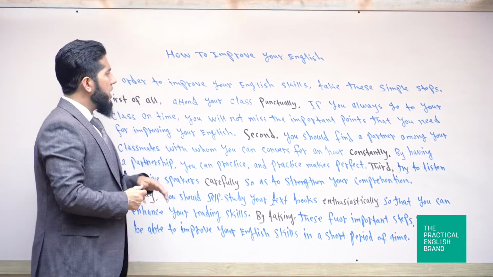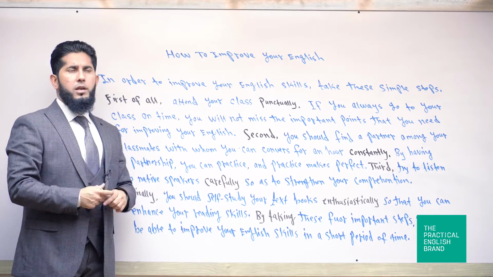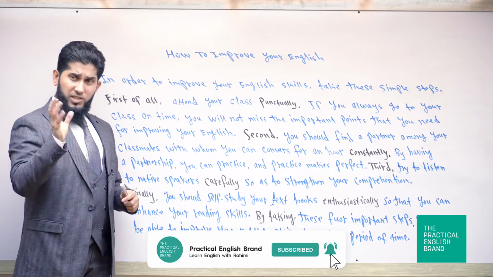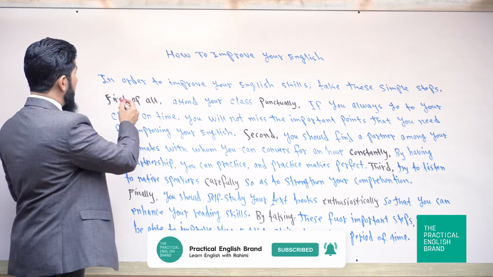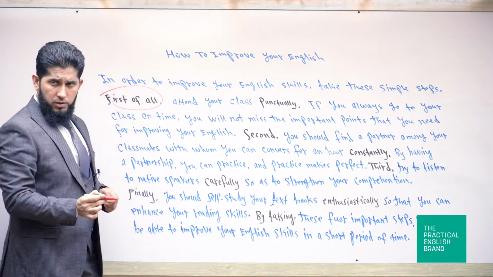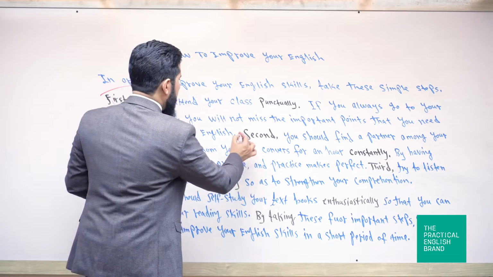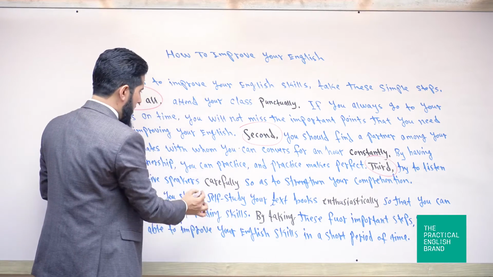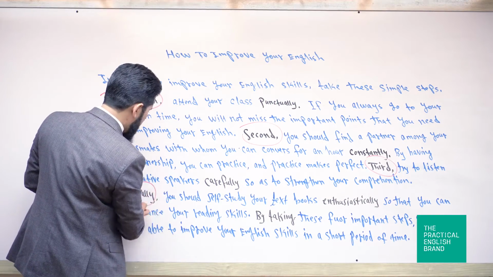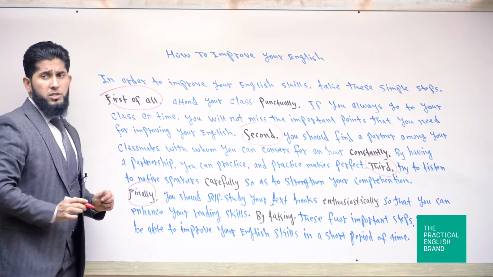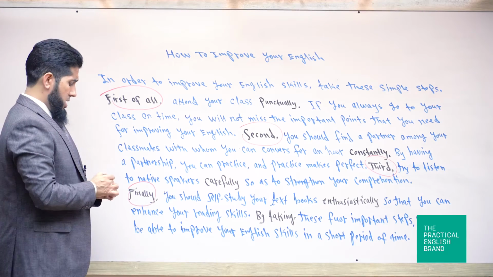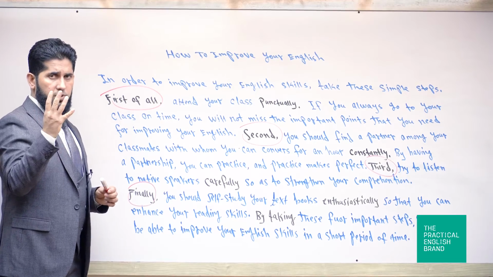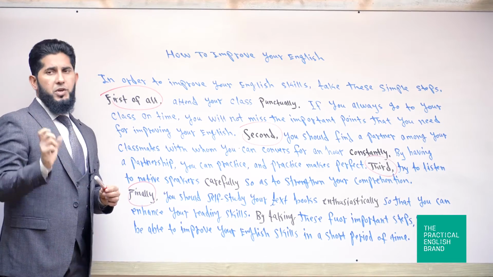right? And I told you that there should be a listing order or time order transitional signals. And you see, first of all, one transitional word, okay? Signal, and second, and then you have third, and then you have finally over here, okay? So these transitional signals are used before each major point. Okay, there are 4 steps, and each step is a major point.